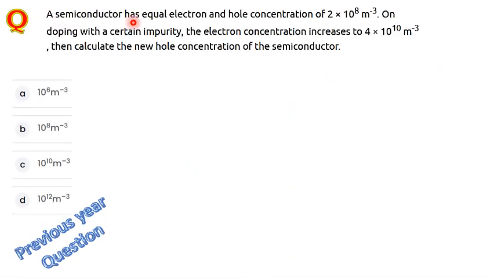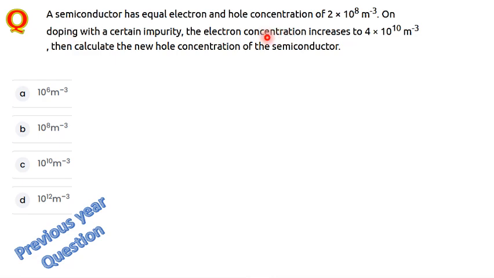Question here: a semiconductor has equal electron and hole concentration, given as 2 into 10 power 8 per meter cube. In a semiconductor, electron and hole concentrations are similar. Adding impurities to the pure form of semiconductor is called doping. If you add pentavalent impurities, meaning 5 valent impurities, to a pure semiconductor, it becomes n type. If you add trivalent impurities, it becomes p type.